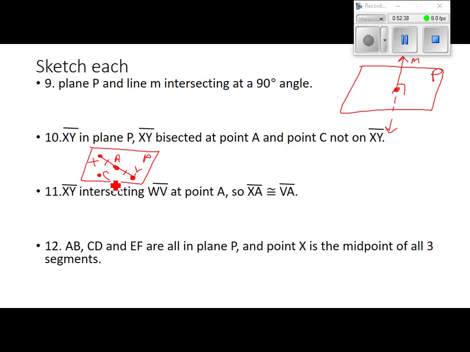What am I going to start off drawing on the next one? Segment XY, right? This one doesn't have a plane. So segment XY, we draw some segment, maybe it looks like that, XY. Then what's it tell us? So it intersects segment WB. So am I going to draw WB like up here somewhere? Where are you going to draw?